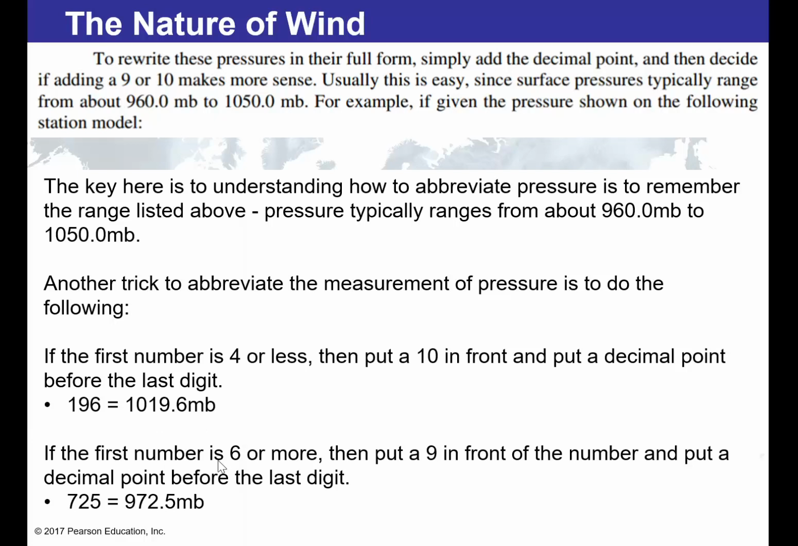On the other hand, if the first number is 6 or more, then we're just going to add a 9 in front of the first number and put a decimal point before the last digit. Looking at our abbreviated pressure of 725, which you would find on a station model, we know that the 7 is 6 or greater. We're going to add that 9 in front of this and a decimal point before the last digit. So we would get an actual pressure reading of 972.5 millibars.